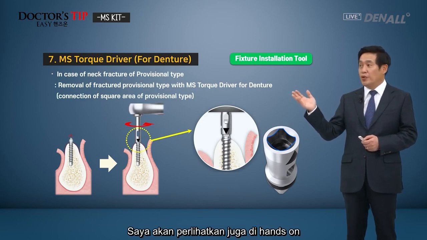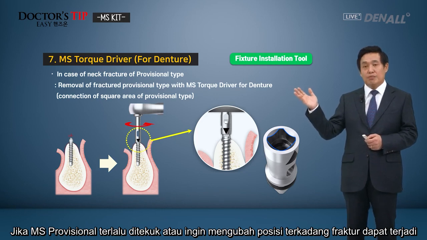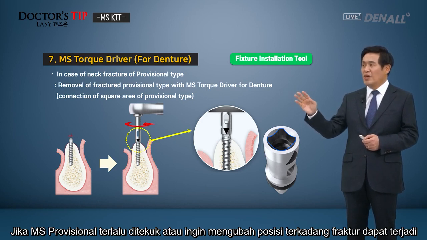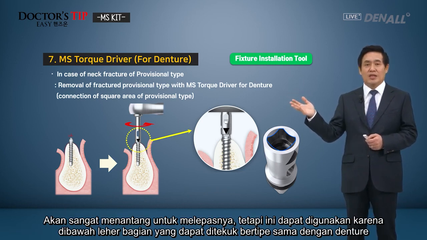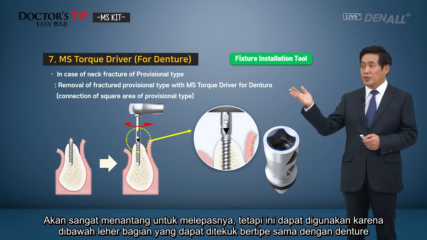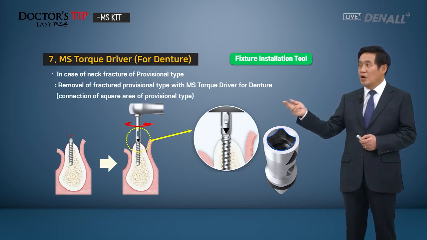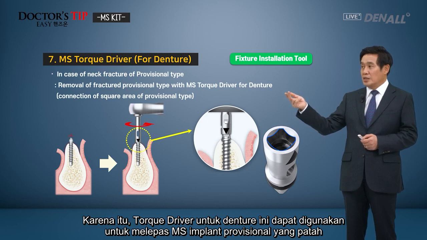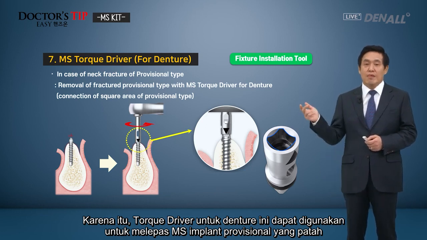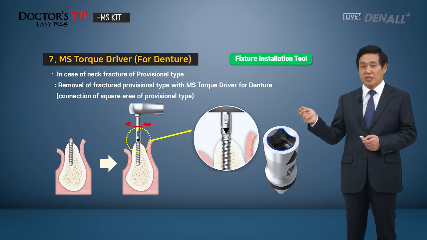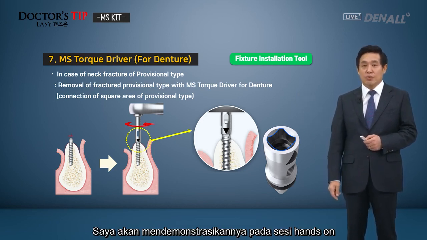I will show you in the hands-on also, but for the provisional type MS implant, if you bend too much, or if you want to change the positioning of the already bent one, then the provisional type MS fixture sometimes fractures. And to remove that, it can be challenging. But fortunately, for the provisional implant, not the upper part, but below the neck, in the bending part, it's the same type as the denture. Therefore, if this denture type torque driver is used, the fractured provisional type MS implant can be removed very easily. Again, I'll show you this in the hands-on session.